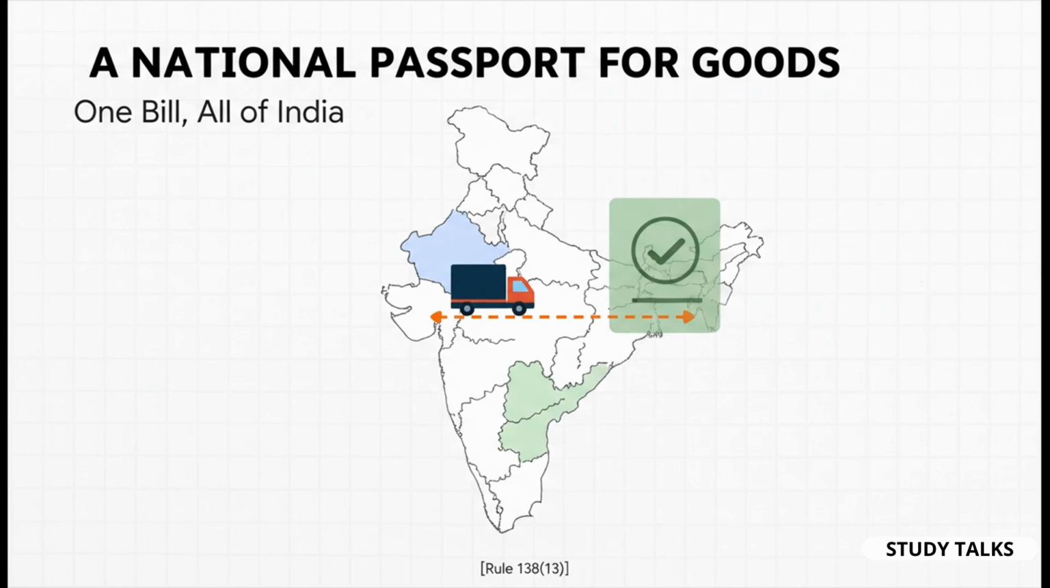And here's some good news, a simple but really crucial point for any interstate movement. Think of an e-way bill as a national passport for your goods. If you generate it in Gujarat for a shipment to Maharashtra, it's valid everywhere in between. It's valid across the entire country. You don't need separate permits for each state you pass through. It's one bill to rule them all.